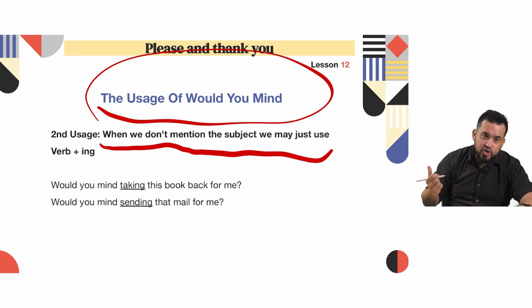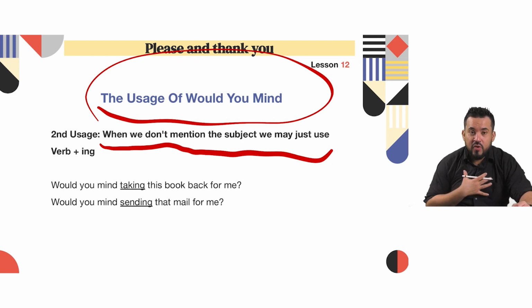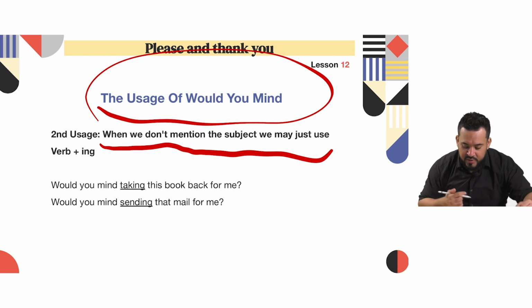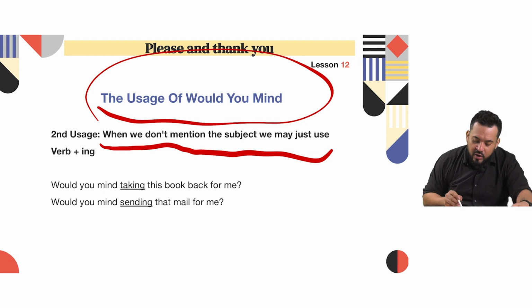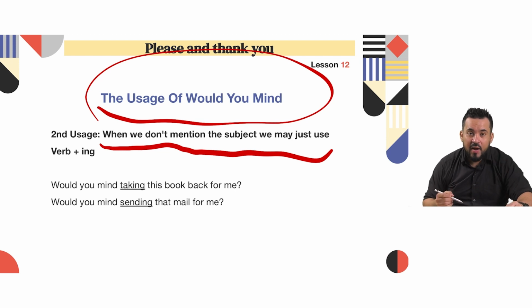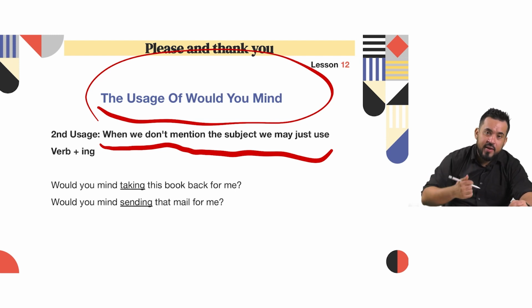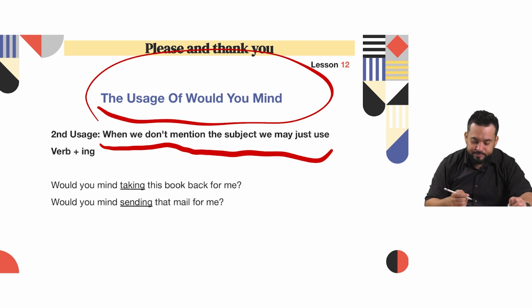Now, second usage of would you mind is when we don't mention the subject. Okay? So the first usage, we mentioned the subject. Would you mind if I borrowed your car? I being the subject. Here, we are using it without the subject. Would you mind taking this book back for me?